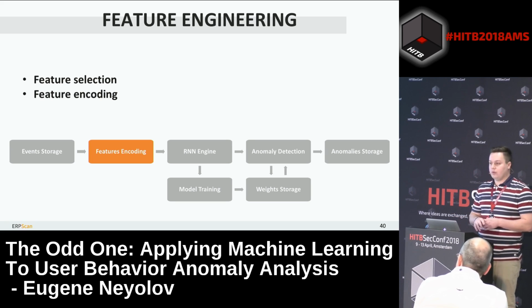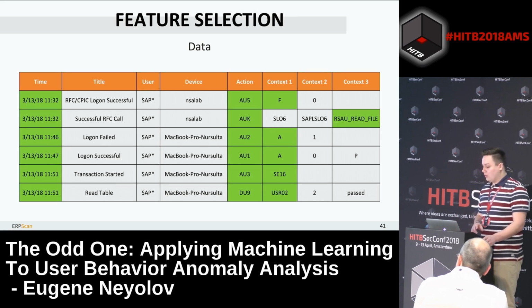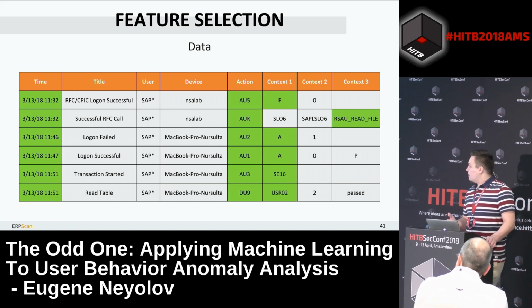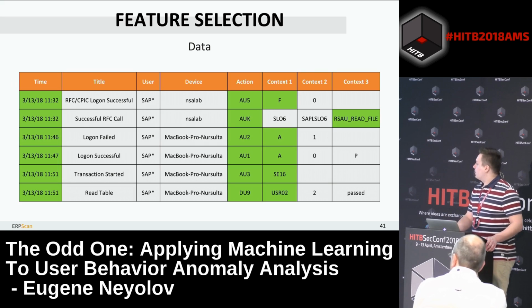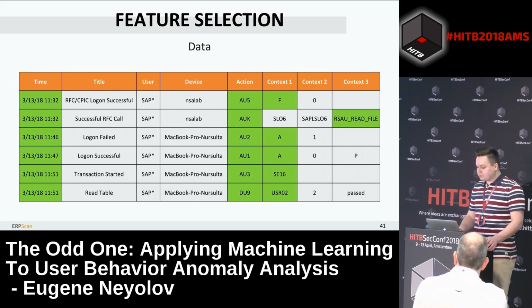As I mentioned, we have a security audit log, and this is the example. So let's take a look at this and see what defines the action. Well, obviously, the time is needed to understand the dynamics and the order of the events. The action is needed to understand what is actually happening, and some context may help us to see the context of the action, like the program name, the table, and so on.